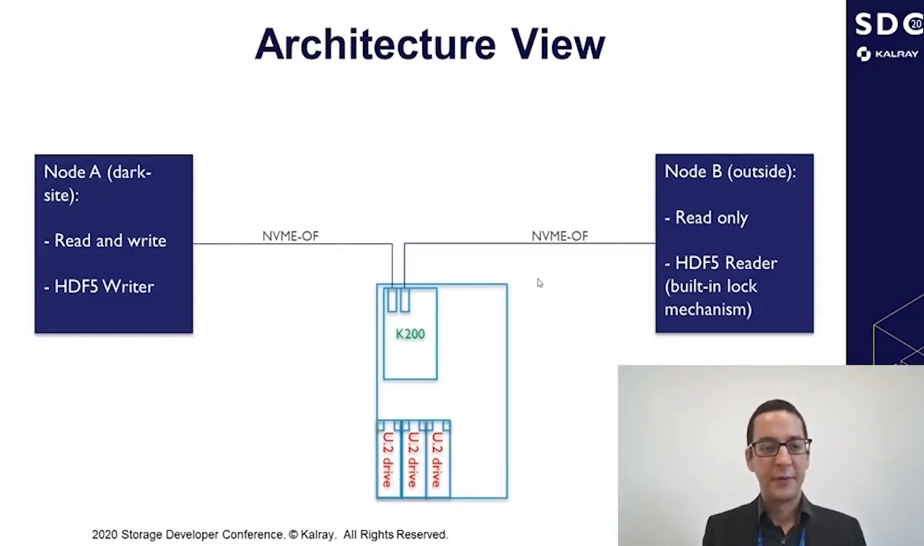So the architecture overview. Here on the left, we have node A, which will be inside the dark side. It has read and write access, and it will be the HDF5 writer. It's connected in direct connect by NVMe-oF to our K200 board. The K200 board is a compact PCI board and serves a U.2 drive. The other port of the card is connected to the outside node, here on B, for the read-only access, and this node will act as an HDF5 reader, and it works because it has a built-in lock mechanism. Any file which is still being written has an internal lock by the writer, and as long as the lock is on the writer, nobody can read.